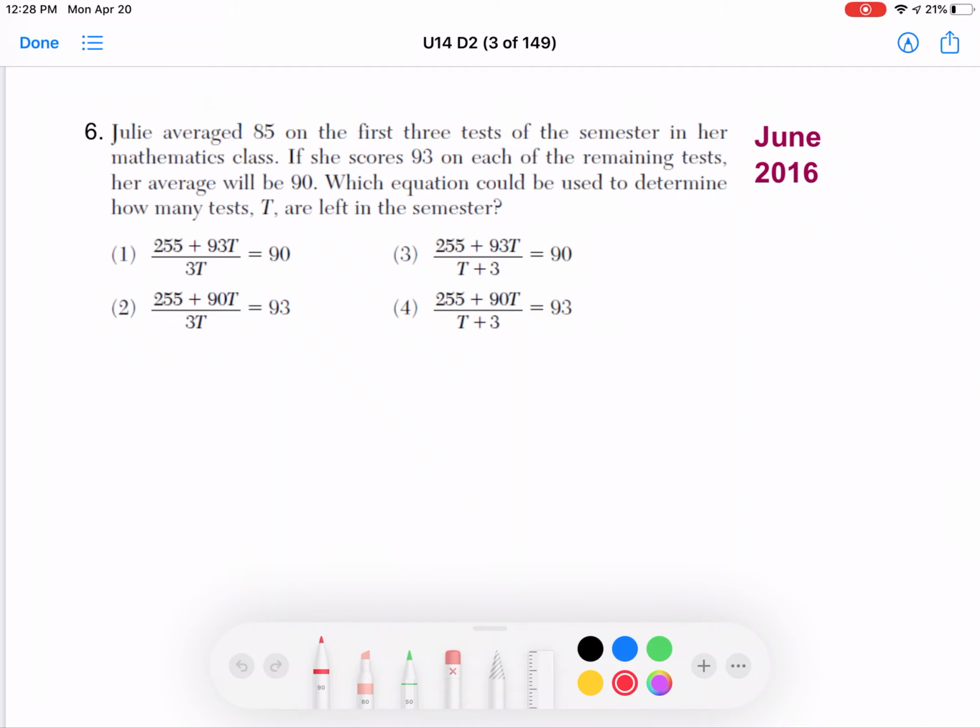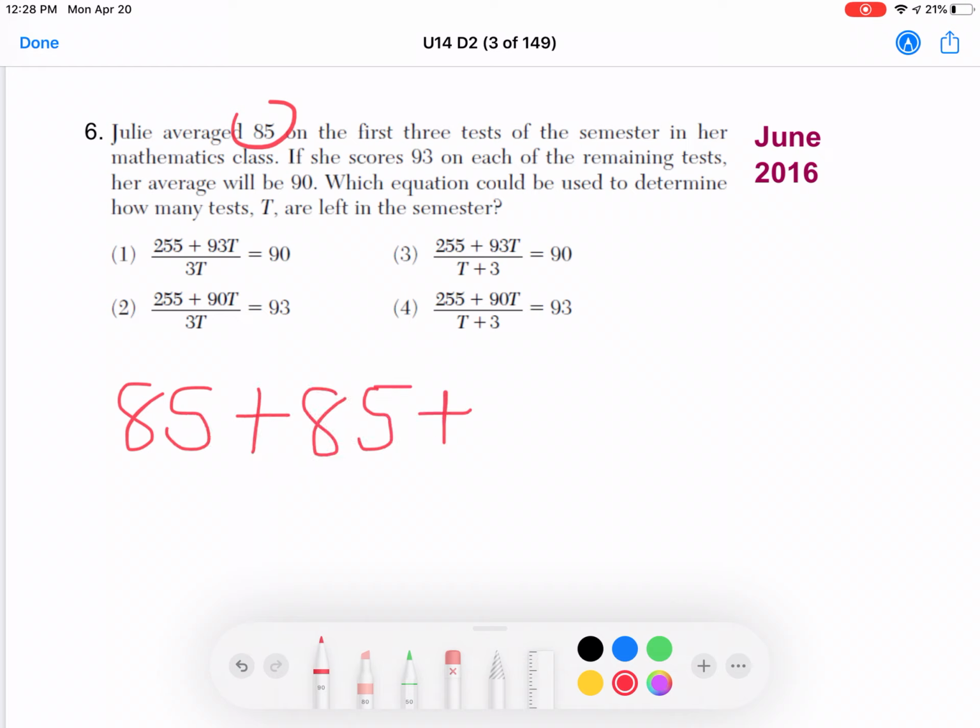All right, 6, so I think we got 2 more. So this is a Regents question that was given, like the one that I just did with you. So it says that Julie averaged an 85 on the first 3 tests. So 85 plus 85 plus 85, right, that would average to 85. It says if she scores a 93 on each of the remaining tests, so plus 93 on each of her remaining tests. Now, I don't know how many 93s she's going to get. We want to know which one of those equations could tell me what her average is.